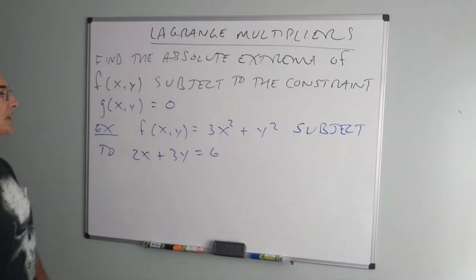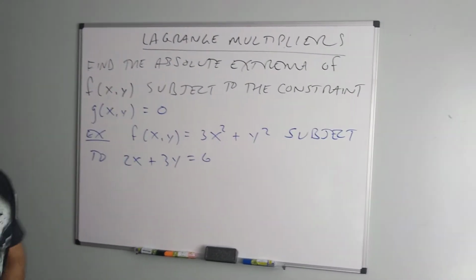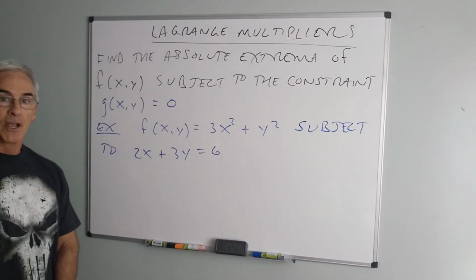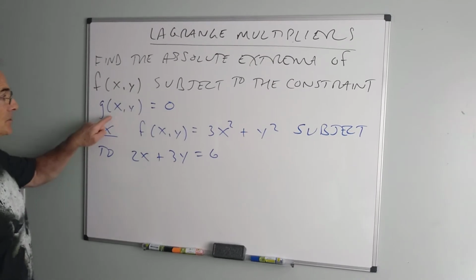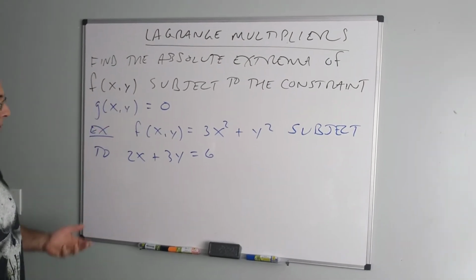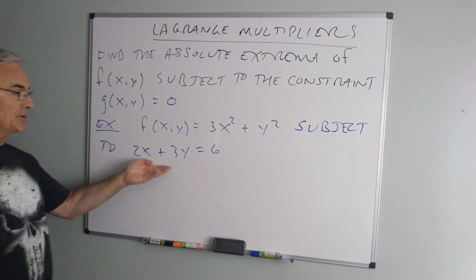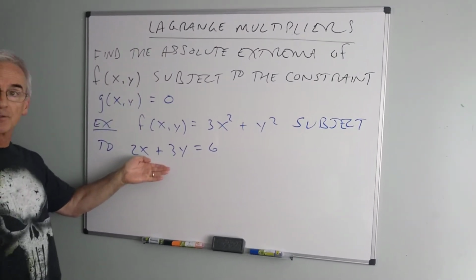So let's suppose that I have some function f of x, y, and I'm trying to find either the maximum or the minimum value, and I'm given some constraint, which I'll make a level curve and set g of x, y equal to 0. For example, I may be trying to find the extrema of this particular function subject to every point must be on this line in 2 dimensions.